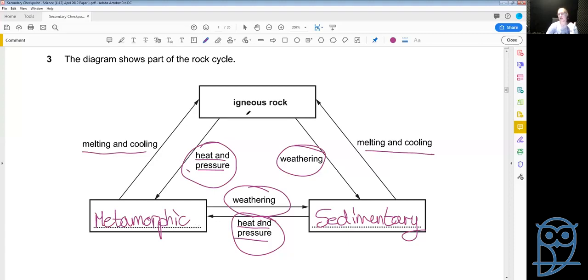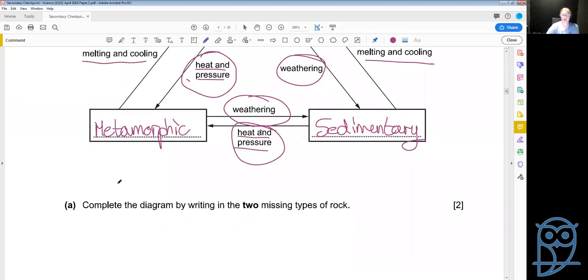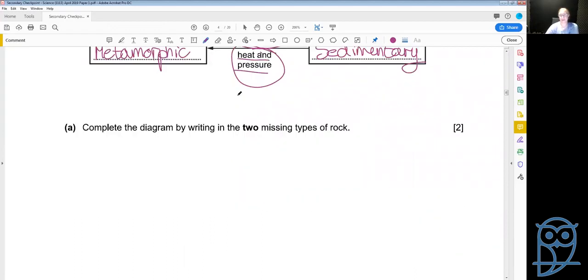Igneous rocks are things that come out of volcanoes. So this would be things like basalt and stuff like that. So the question here just says complete the diagram by writing in the two missing types of rocks. So we did that.